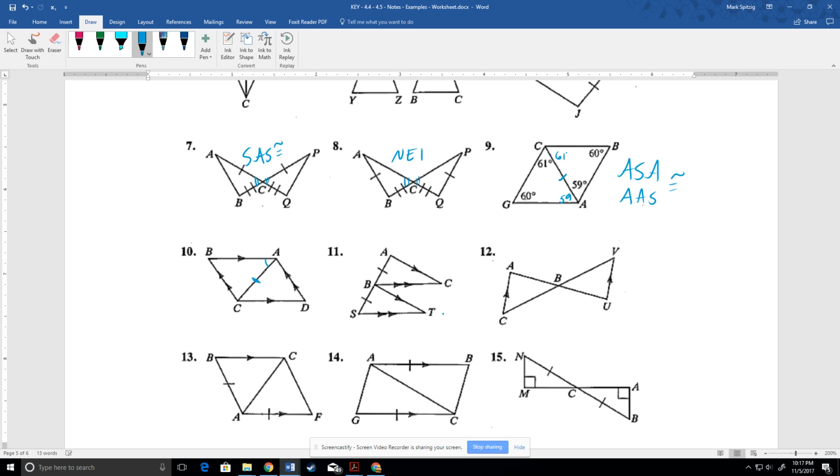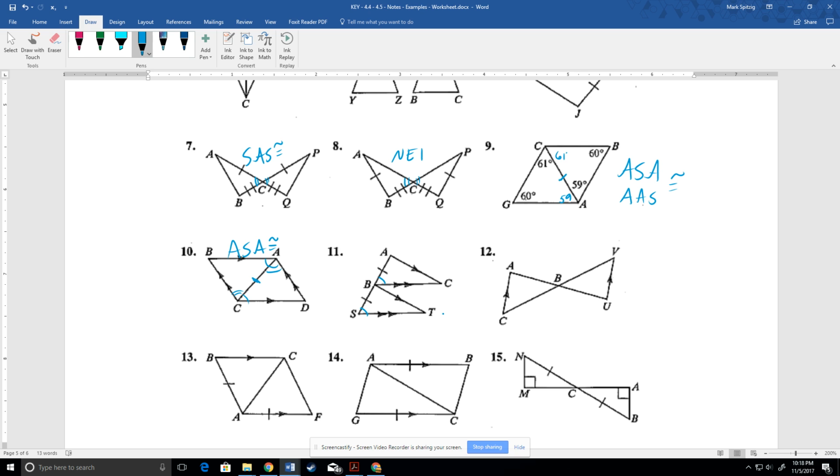Parallel lines means that these would be alternate interior angles based on the top two, and based on the side, that would make these two alternate interior angles. So it looks like we have angle, side, angle, congruence. All right, these are corresponding angles, our congruence, because these are parallel lines.